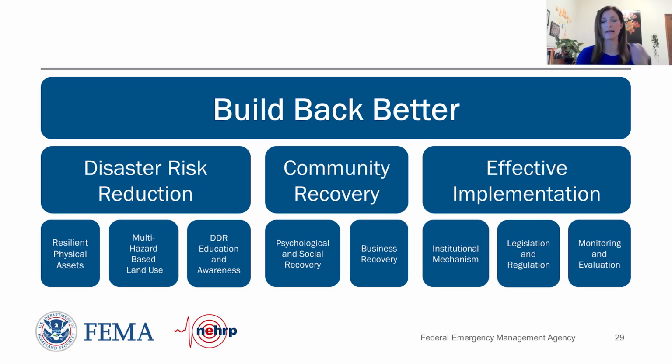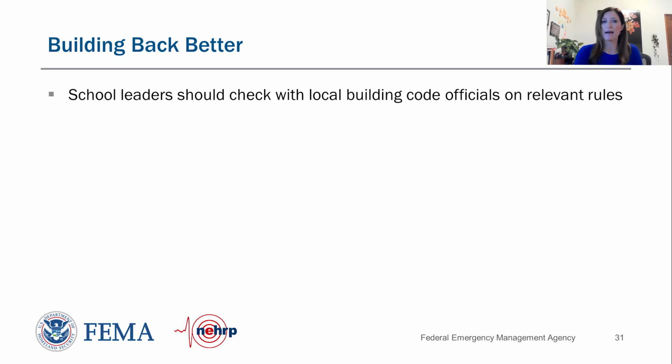Implementing these build back better principles after a disaster is vital, but one of the best ways to implement them, because speed is key in recovery, is to include these principles in the recovery planning process. With building back better, some of the key things that school leaders can do involve checking with local building code officials on relevant rules. One of the things we mentioned at the outset of this guide that makes schools unique and particularly challenging in terms of encouraging natural hazard safety is that many of our nation's school buildings are used for longer stretches of time than other building types in our society.